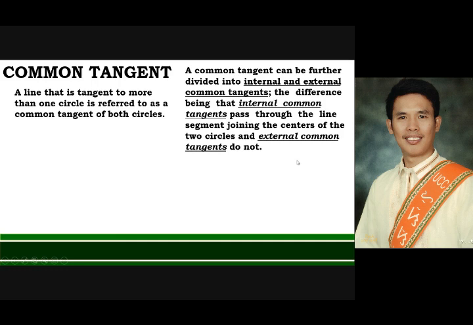So, for example, this figure is called the common internal tangent. So, lines X and Y are common internal tangents. Why did they become common internal tangents? Because the point of intersection, or the point of tangency, is on the circle.